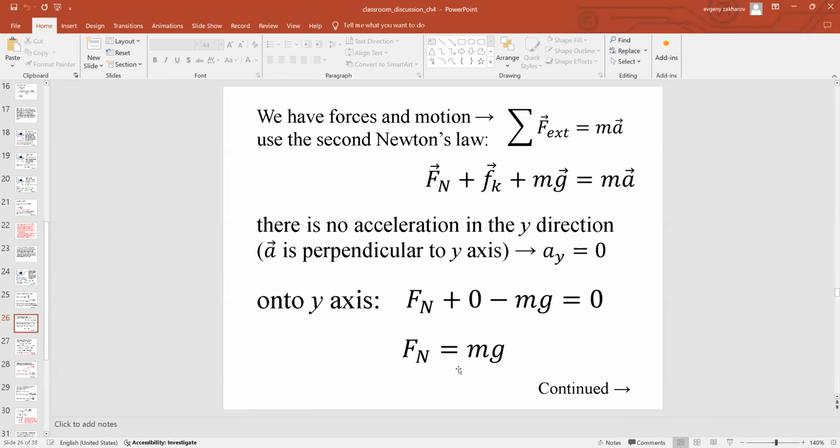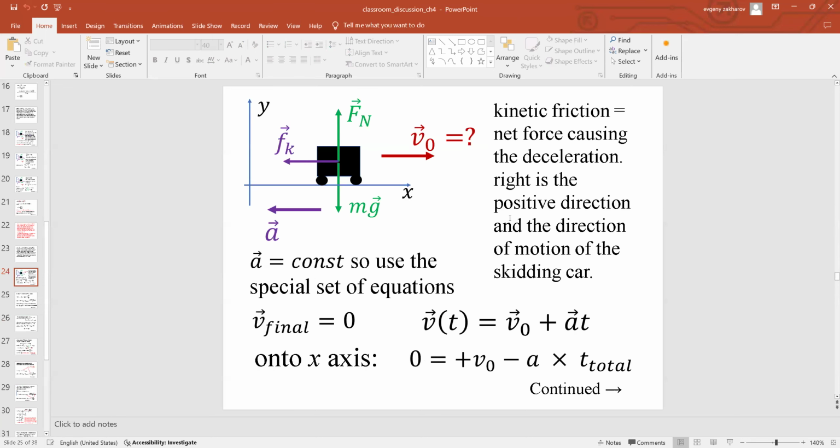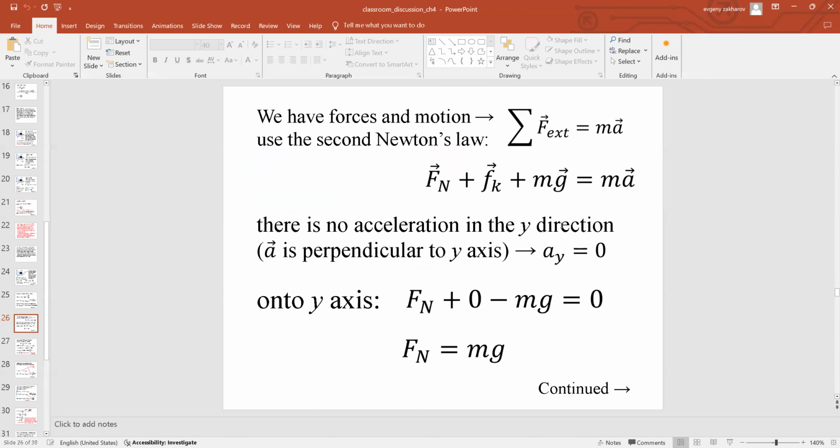What kind of an equation? Second Newton's law. Sum of all the forces equals ma, or you say net force equals ma. It's up to you which one you want to choose. What kind of forces are we talking about? Three forces: normal force, kinetic friction, and gravity. Those are the forces. And acceleration.